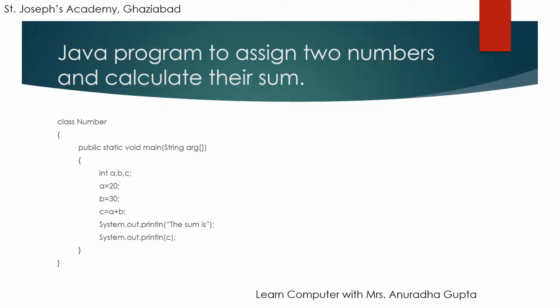Let's start with the first Java program. Here we are assigning two numbers and calculating and displaying their sum. Let's come to the Java program. The first line starts with the class keyword, followed by the class name. Class name here is number. Class name always relates to the program. Then line 2: we have an open curly bracket which shows from here our class starts.